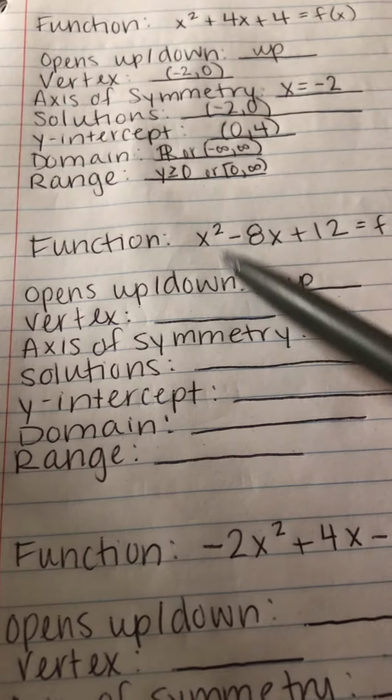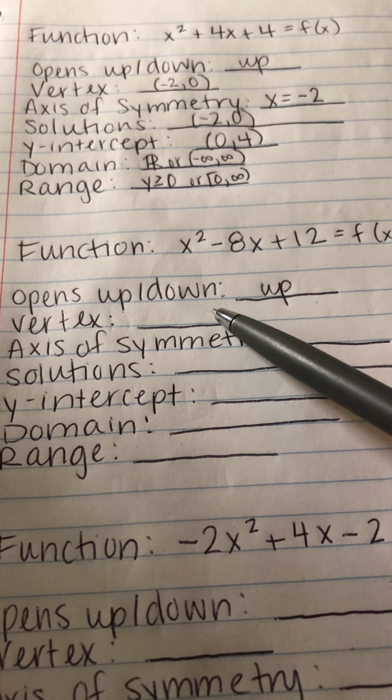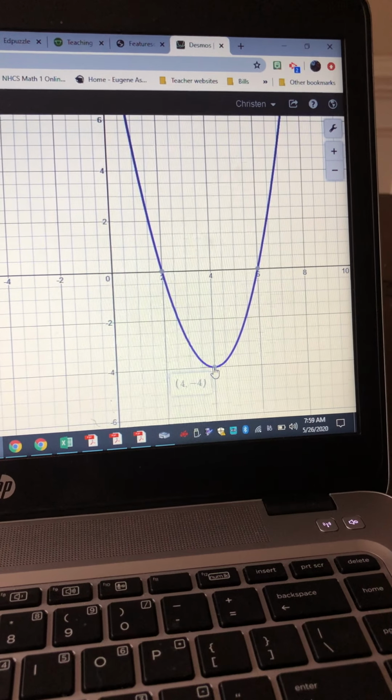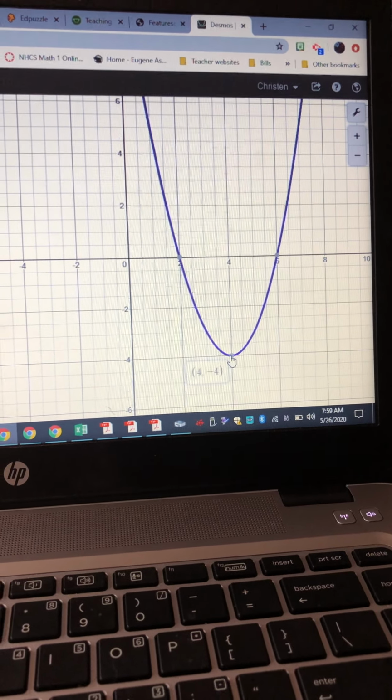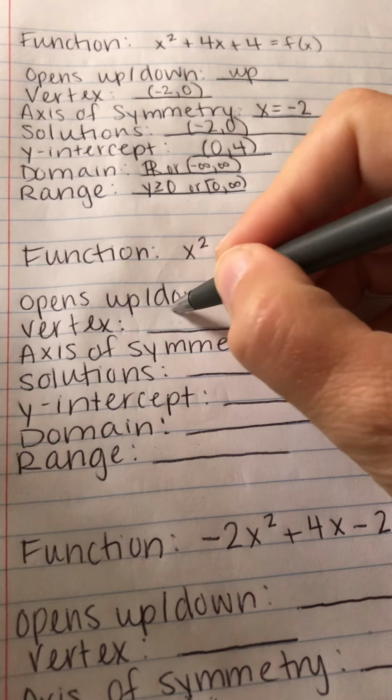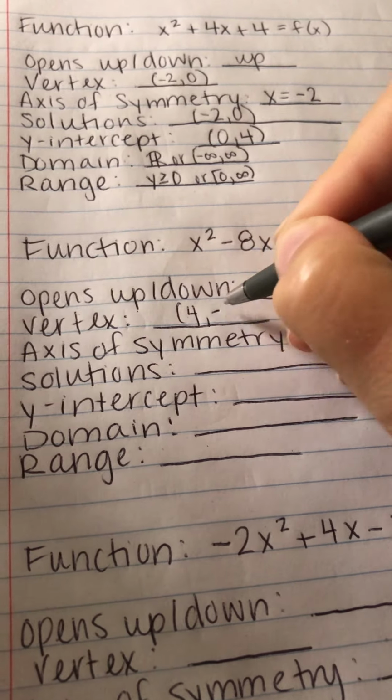All right, so next we're going to look for our vertex. The vertex talks about the minimum or the maximum, that turning point. So that's what we want to look for. We're going to come down here, and our turning point this time is at 4, -4. So that's our vertex. Our vertex here is 4, -4.